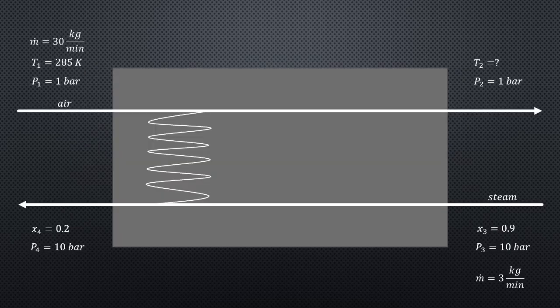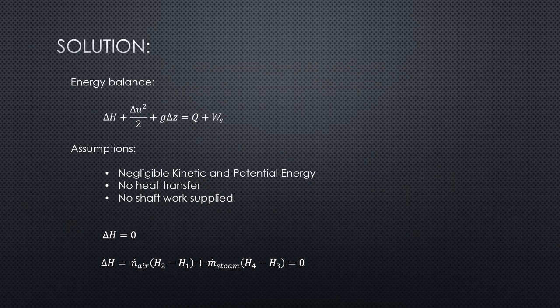So we have here a diagram for the problem. For the solution, first off, we start with the energy balance. And then we assume that there is negligible kinetic and potential energy, as well as no heat transfer and no shaft work supplied, so that ultimately our energy balance will become change of H is equal to 0. But the change of H is just the summation of the enthalpy change of both streams. So we have here the molar flow rate times the change of enthalpy of stream 1 plus the mass flow rate of the steam times its change of enthalpy.